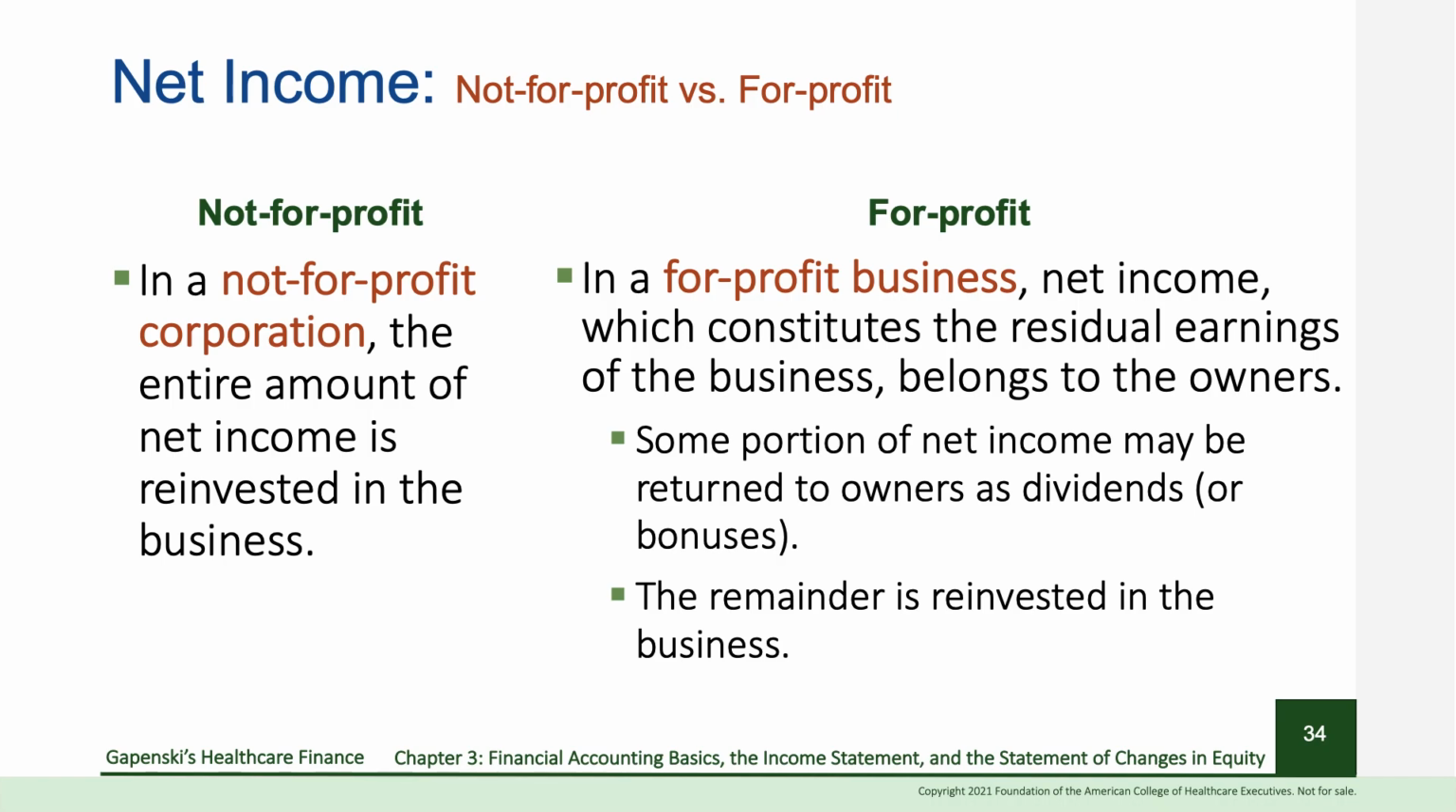So there is a comparison between not-for-profit and for-profit organizations when it comes to net income. In a not-for-profit organization, the entire amount of net income is reinvested in the business. It is not given to shareholders. But for a for-profit, the net income constitutes the residual earnings of the business, and that belongs to the owners, that belongs to the shareholders or the stockholders. Some portion of net income may be returned to owners as dividends, and then the remainder is reinvested in the business itself.